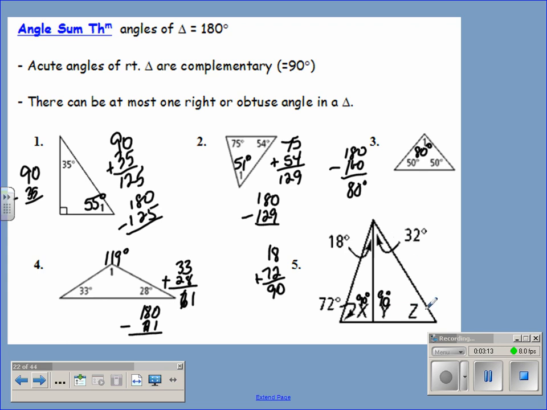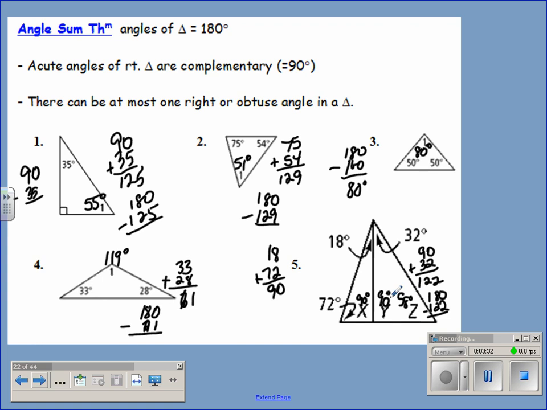So to get z, all I would have to do is take 90 and 32 and add them up and then subtract it from 180. Or you could use the quick trick of just doing, since it's a right triangle, 90 minus 32. That could get you there also. And so that would be 58 degrees.